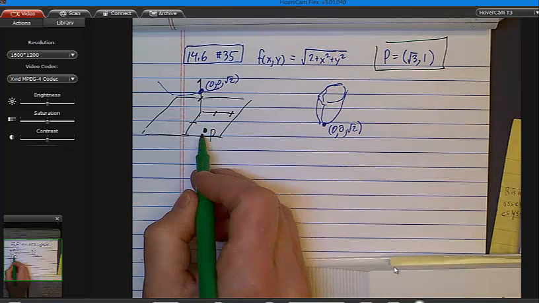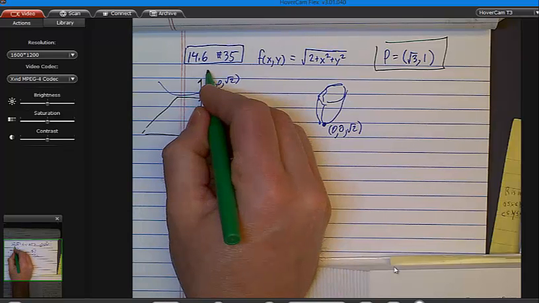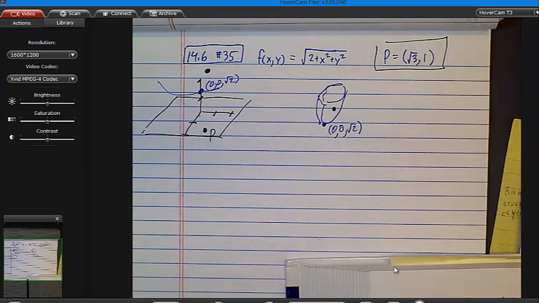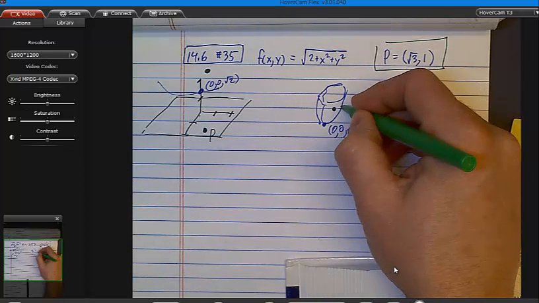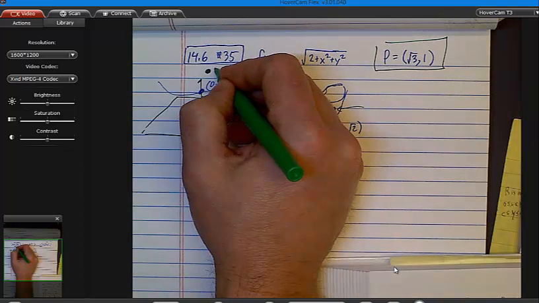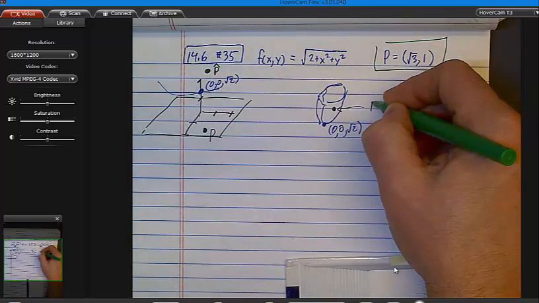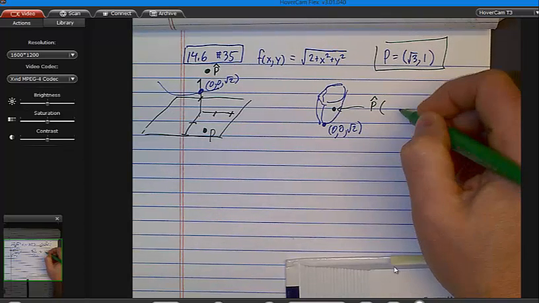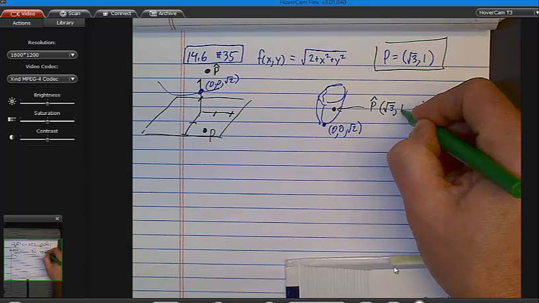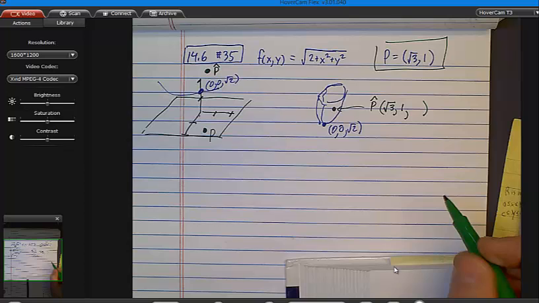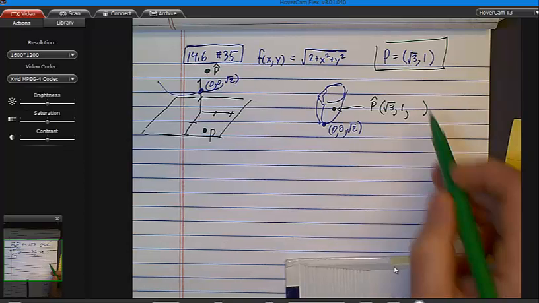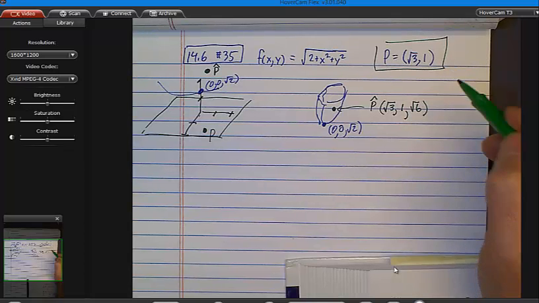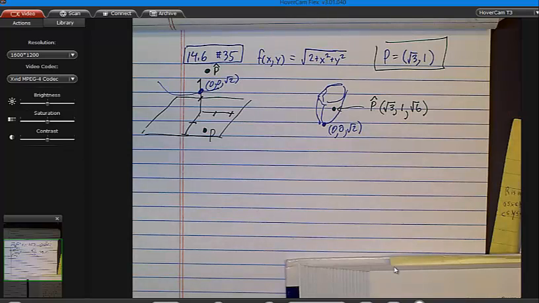Now the point P, if I go straight up, I am going to hit the surface somewhere, and let me mark that up here. I'll call it P hat. P hat is the point on the surface, which the coordinates of P hat are square root of 3, comma, 1, comma, I guess I could work out what it is. Plug it in, 3 plus 1 is 4 plus 2. Wouldn't it be square root of 6? So that's my P hat. Okay. So now we're ready.